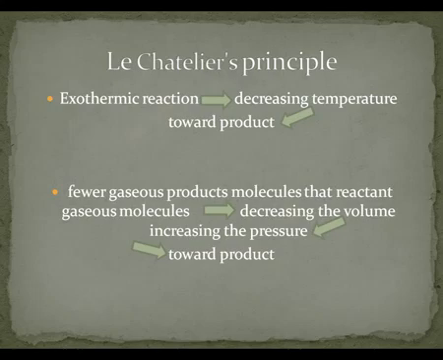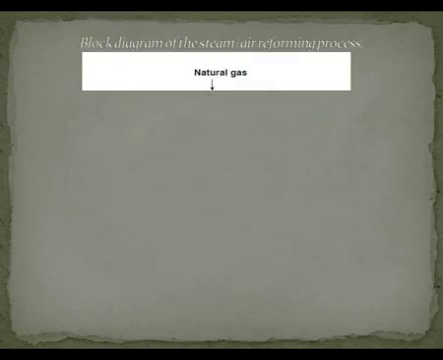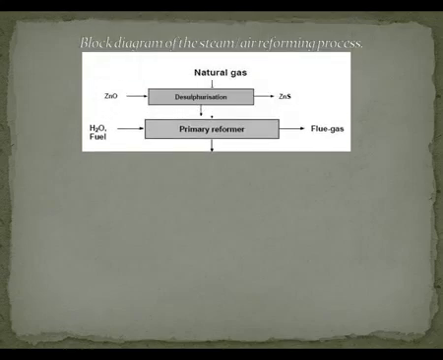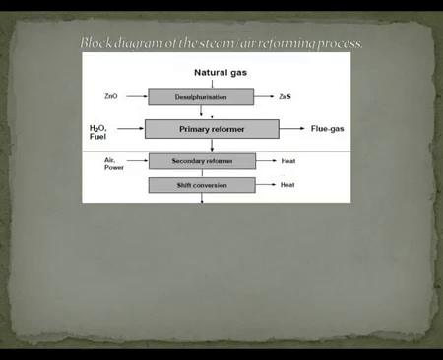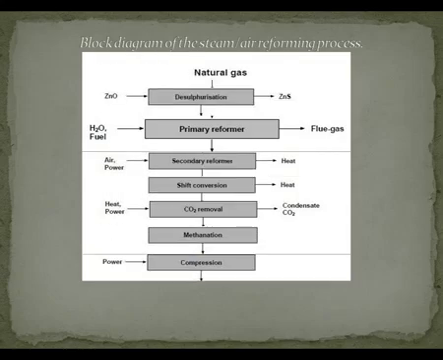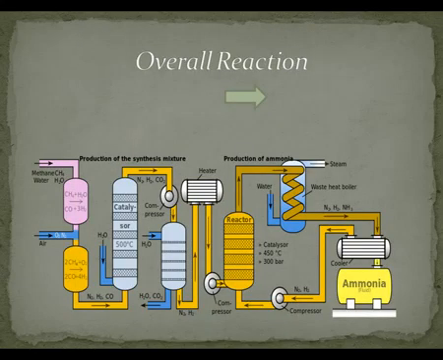Now that you have refreshed your mind on these three principles, I will start explaining the ammonia production process. Starting with natural gas coming through, the second part is desulfurization, going with primary reformer, secondary reformer, shift conversion, CO2 removal, methanation, compression, and finally ammonia synthesis. Starting with the overall reaction.